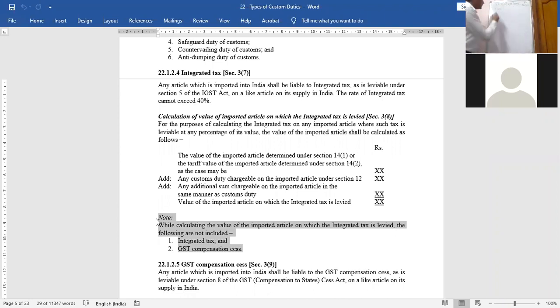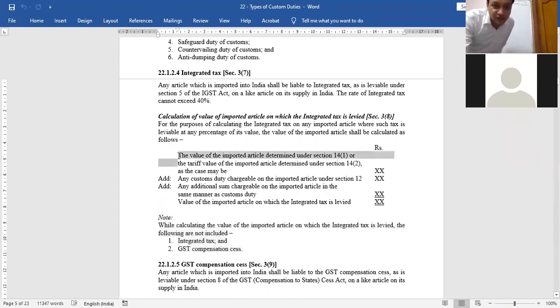Can you compute yourself? So what is the value on which you charge IGST? So first is what? This value. How much is this value given in the question? 2 lakh rupees. Plus then this value: any custom duty charged under section 12. So in this question, is there any custom duty charged under section 12? No, there is no custom duty charged under section 12.